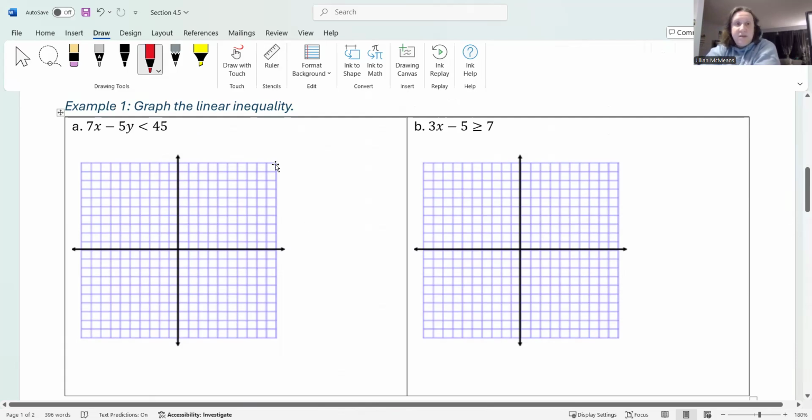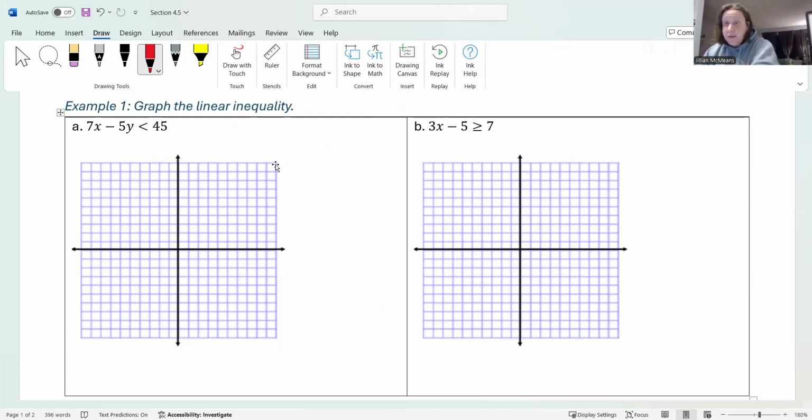In part A, we have 7x minus 5y is less than 45. So I do want to solve this for y. This is standard form. We want to put it more in that slope-intercept form. So I have 7x minus 5y is less than 45. I want to solve for y. I need to first move the 7x, so I would subtract it.